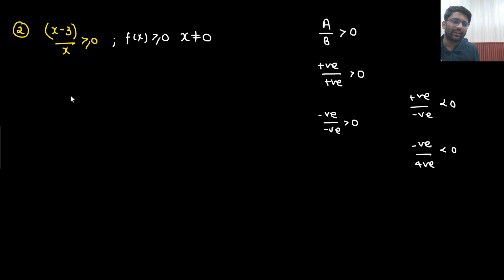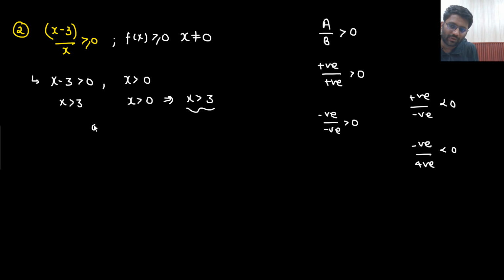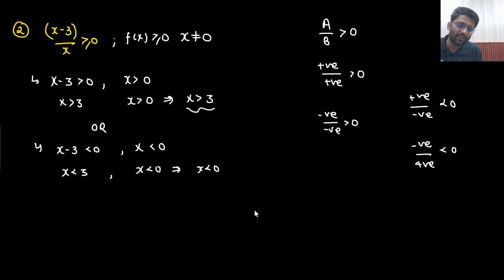So from here, what is the condition you are getting? That sir, x minus 3 should be greater than 0 and x should be greater than 0. This is the one condition you are getting. That means x should be greater than 3 and x should be greater than 0. So collectively you are saying that x should be greater than 3. Or if both are negative, then also your job would be done. That means x should be less than 3 and x should be less than 0. One is saying less than 3, one is saying less than 0, so collectively x should be less than 0. That means you are saying that, sir, x less than 0 and x greater than 3, both will be accepted.